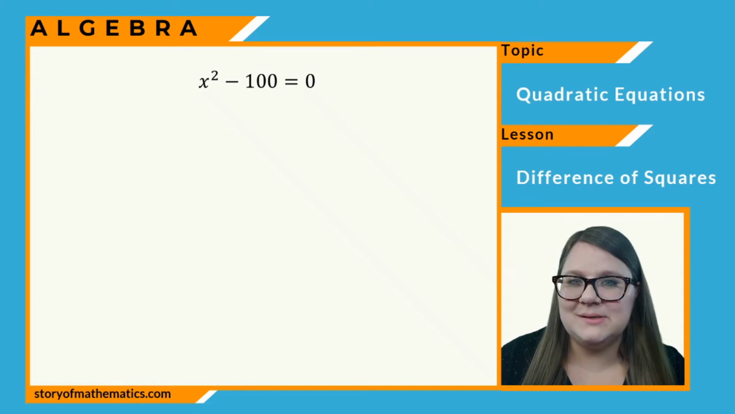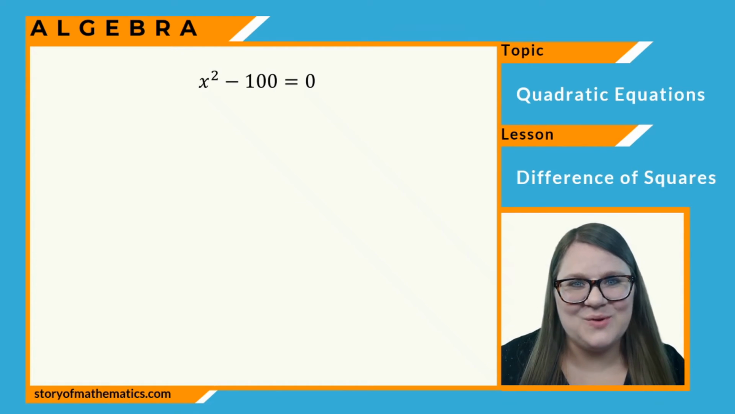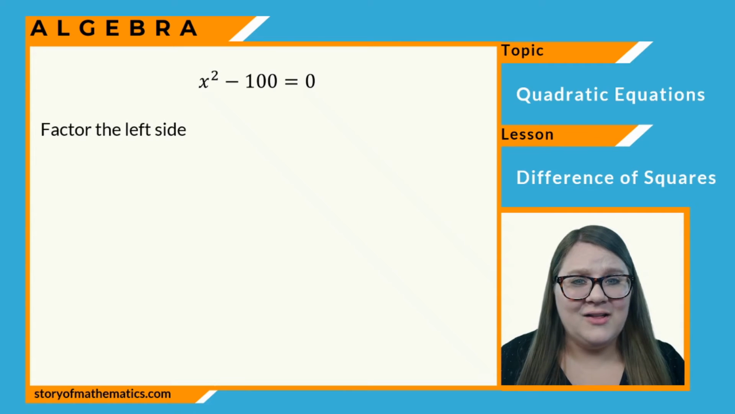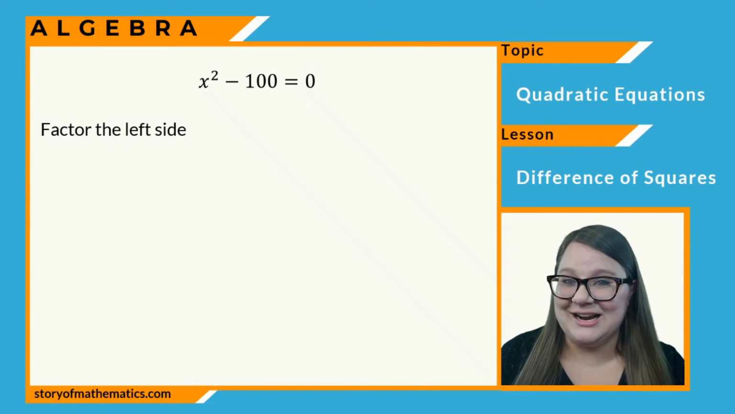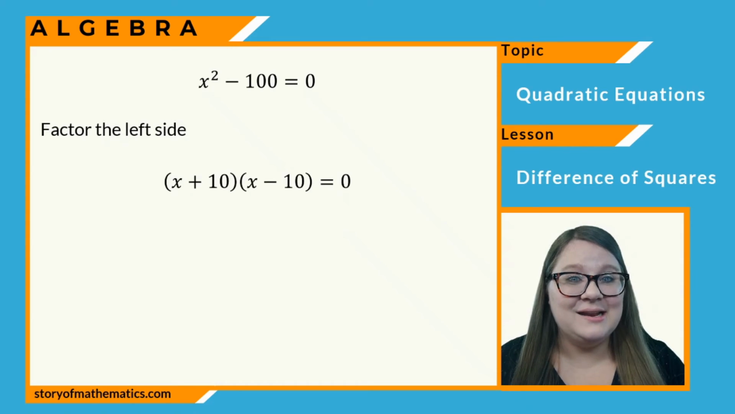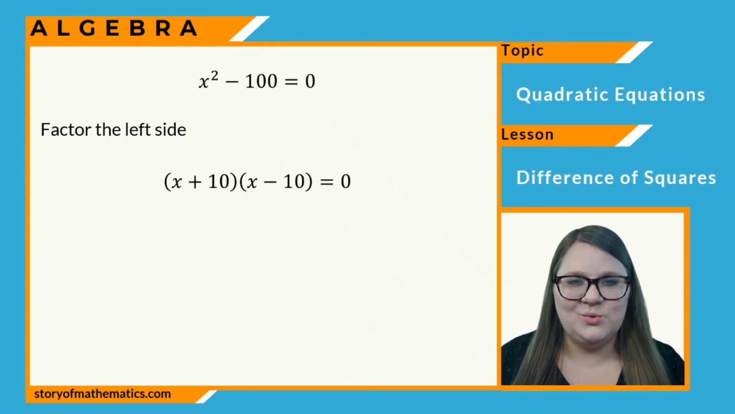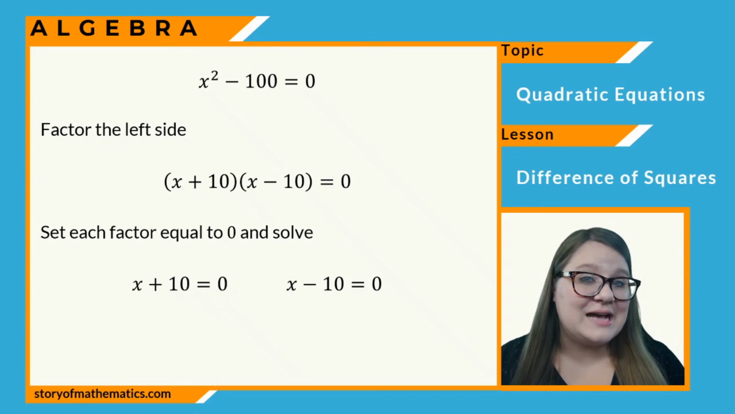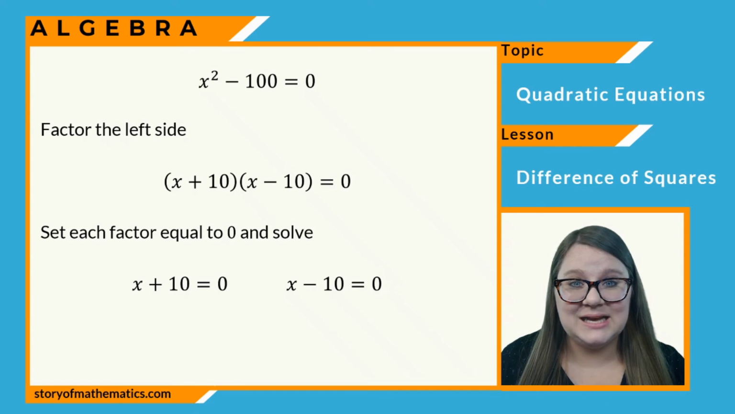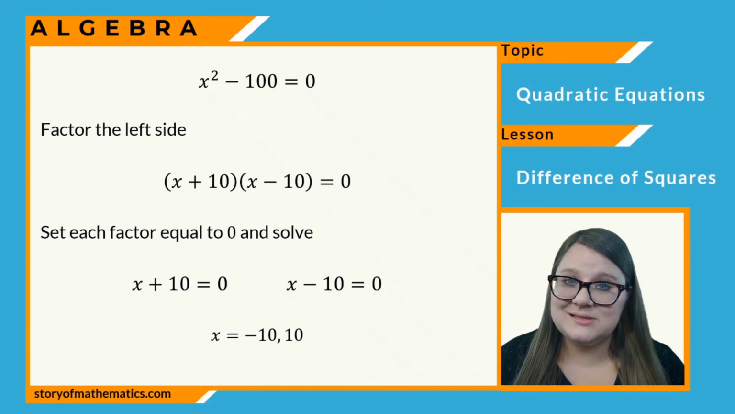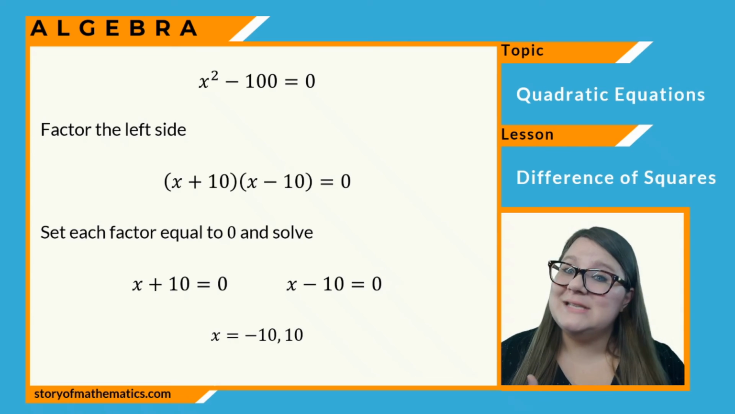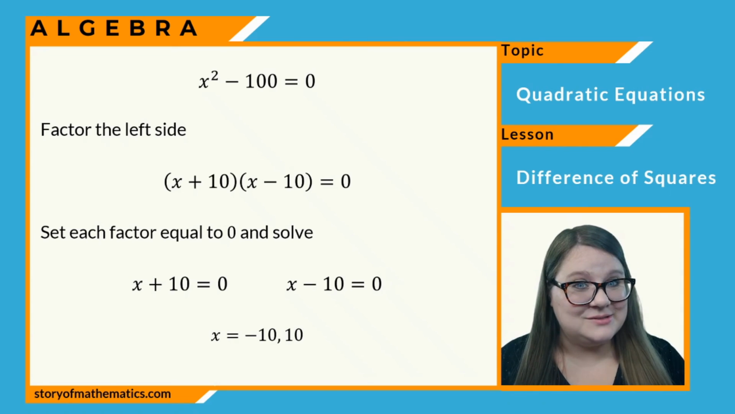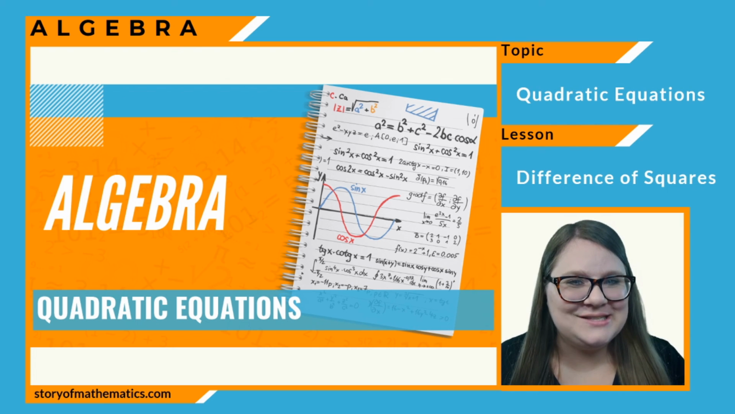Now, this can also help us solve certain equations, like this one, x squared minus 100 equals 0. All I need to do is factor the left side using my rules. So remember here, since x squared is x squared and 100 is 10 squared, I can write this as x plus 10 times x minus 10, and it equals 0. So now I just need to set each factor equal to 0 and solve. So I really have x plus 10 equals 0 and x minus 10 equals 0, which tells me that my two answers for this equation are x equals negative 10 and x equals positive 10. And that's how you work with difference of squares.